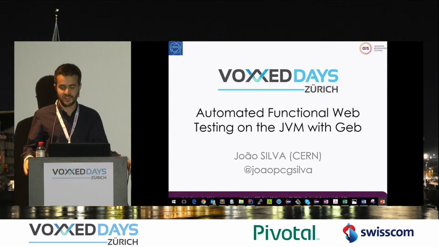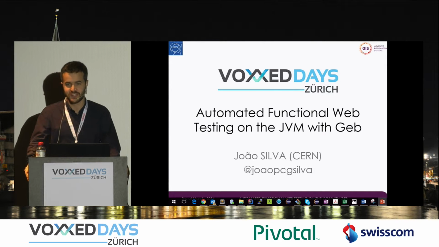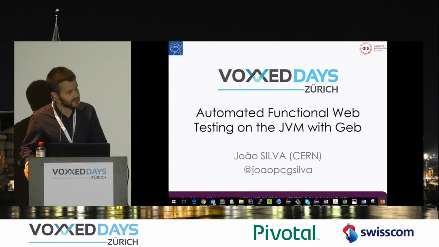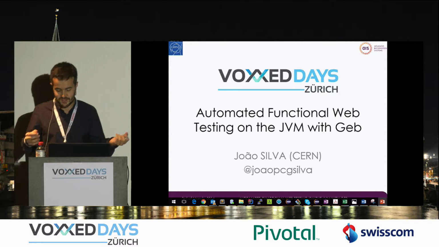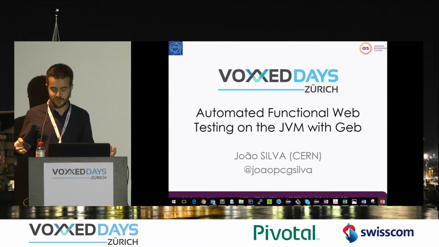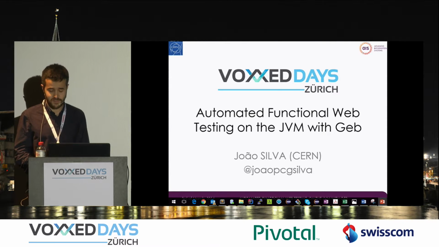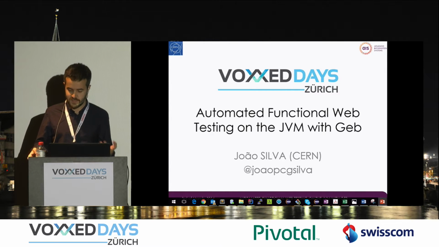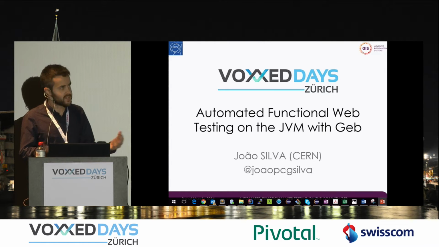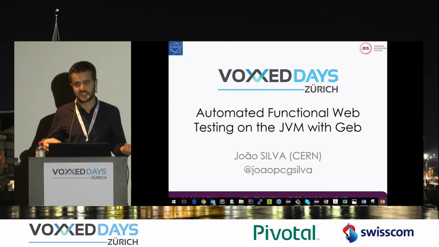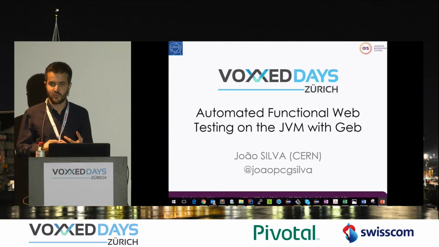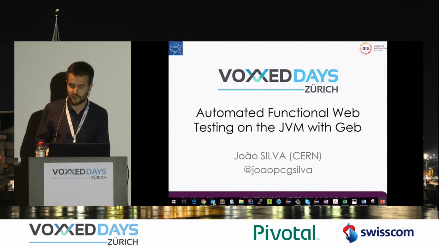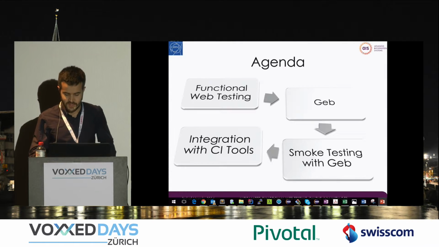So my name is João Silva. I work at CERN, the European Organization for Nuclear Research, back in Geneva, Switzerland. But today I'm not going to speak about particle accelerators or particle physics. I'm actually going to speak about using a library called JVM to create automated web tests to test your web applications, because at CERN, even though we are a particle physics laboratory, we have lots of web apps to manage all aspects of the organization. So all the, let's say, the business parts of running CERN as a business.